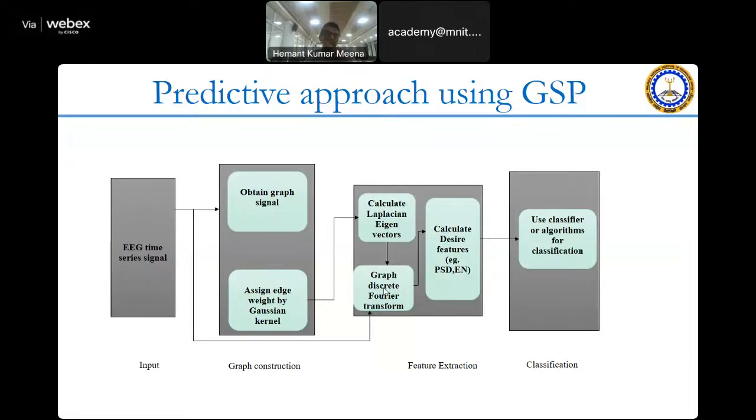Thereafter, once we have this value, you need to extract the features you are interested in. Then you can calculate the desired features, such as power spectral density or energy, because these concepts are available in the frequency domain. Then you use classifiers or algorithms for classification.